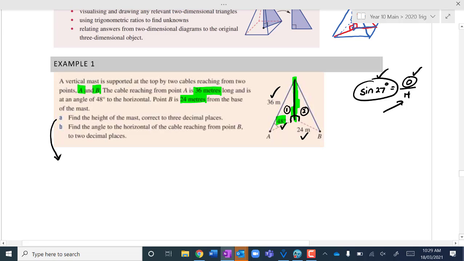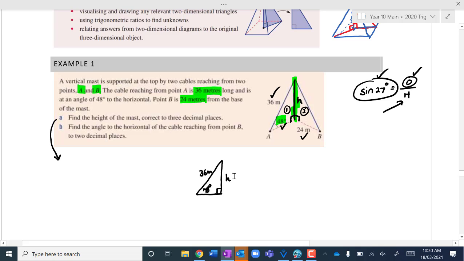Now, let's just see. It says find the height of the mast. So let's call that H for height. I'm not going to call it X or Y. That wouldn't make much sense. And of course, we've got our triangle in 3D over here. I'm going to draw it dead flat, okay? Yes, in 3 dimensions, it's going to look like it's on an angle, but you know what? There is my 48 degrees and my 36 meters, and there is a height. Okay, so let's do that.